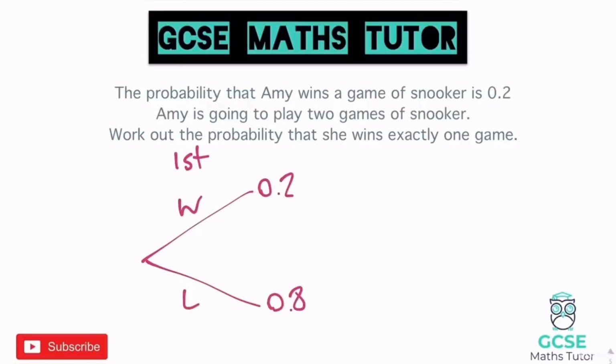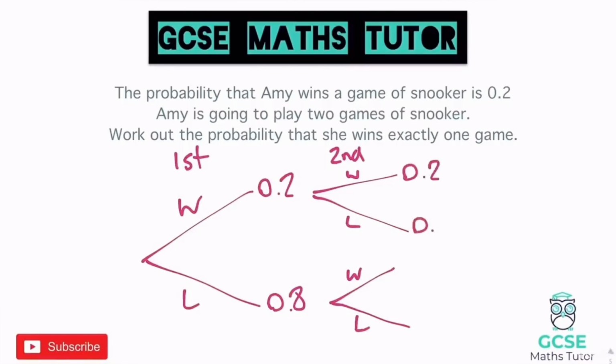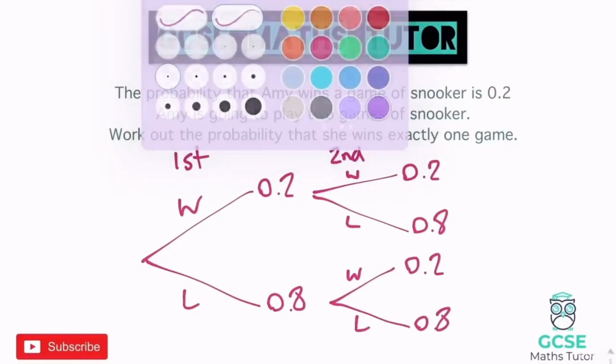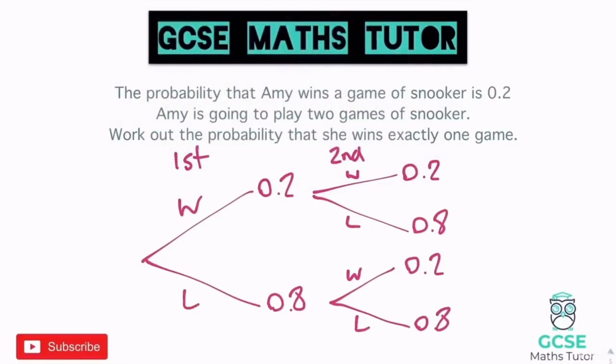Now she's going to play a second game, so I'm going to have a second branch. Again, this is after she's won, and we've got a second branch here in case she loses. But again, she wins or she loses, and she wins or she loses. Now it doesn't say the probability changes on the second game, so it's all just going to be the same. 0.2 for a win, 0.8 for a loss, and the same below. 0.2 for a win, 0.8 for a loss. Okay. So it says work out the probability she wins exactly 1 game. So she wins exactly 1 game, that's quite important there.